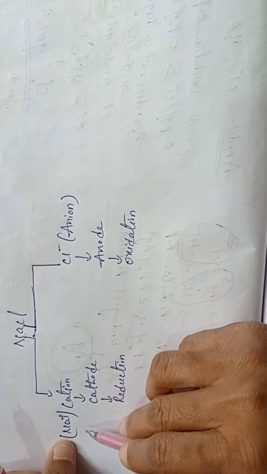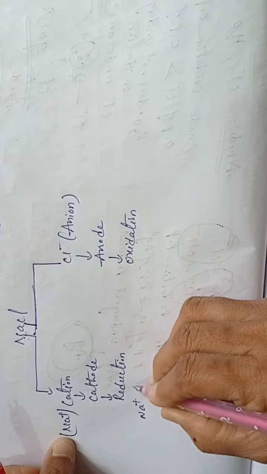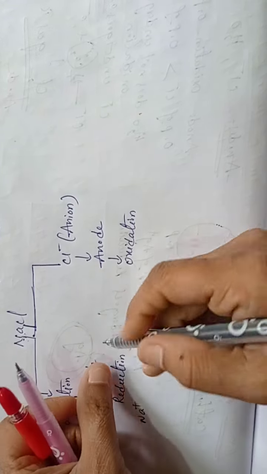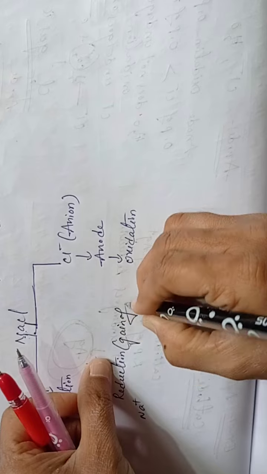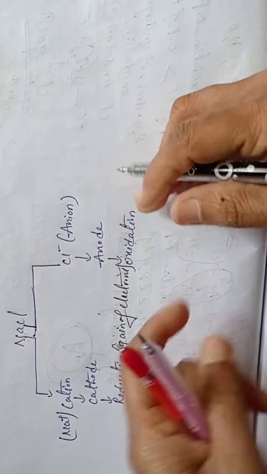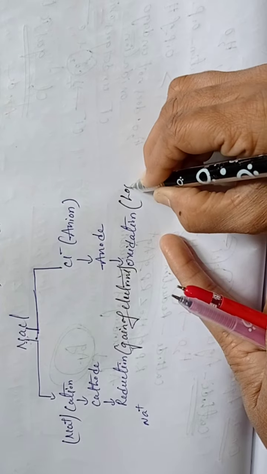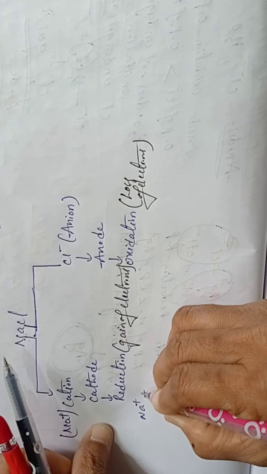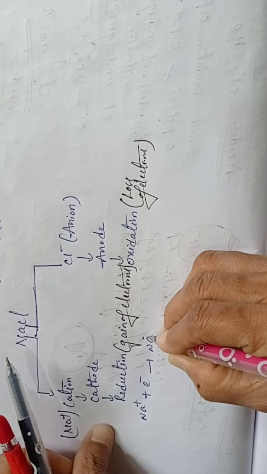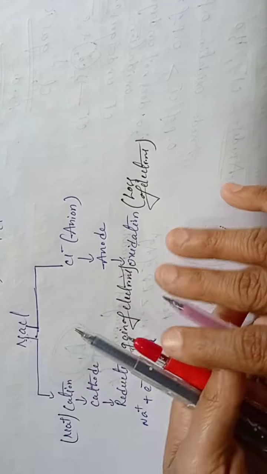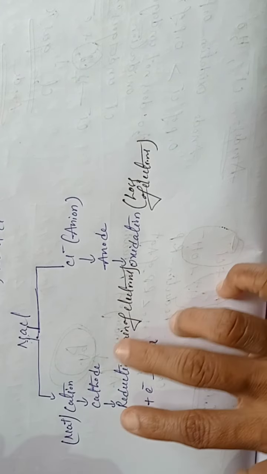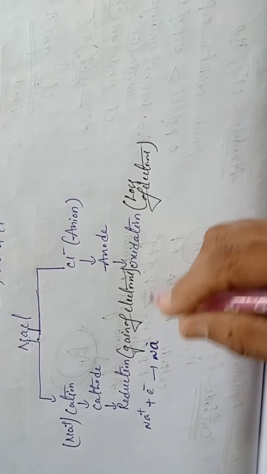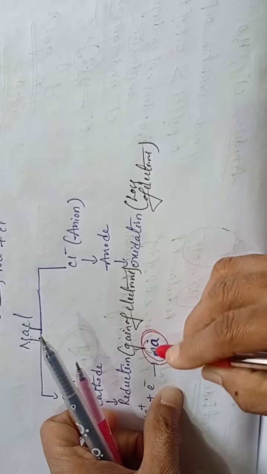Here the Na plus ion undergoes reduction. Reduction is nothing but gain of electrons. What is oxidation? Loss of electrons. Now here Na plus, by gain of one electron, becomes sodium. That means sodium is deposited at the cathode. So at the cathode sodium is deposited.